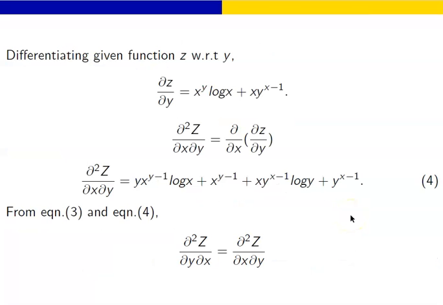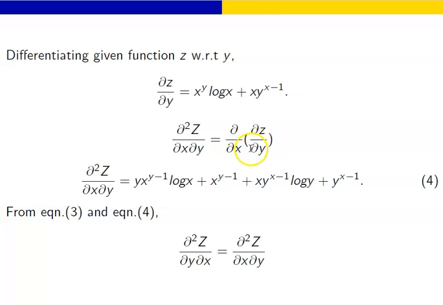Now we'll find the next value, that is dou 2z by dou x dou y. For that, we want the value of dou z by dou y. So I differentiate the given function z with respect to y. What do we get? Dou z by dou y is nothing but x to the power y log x plus x into y to the power x minus 1. What is dou 2z by dou x dou y? This is dou by dou x of dou z by dou y. Already we have calculated dou z by dou y. Just substitute here and differentiate this with respect to x.